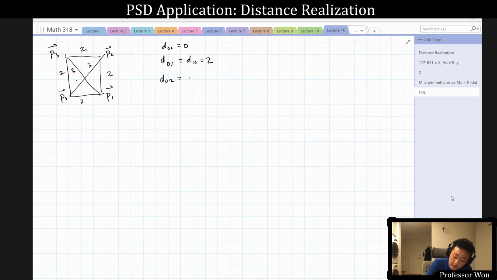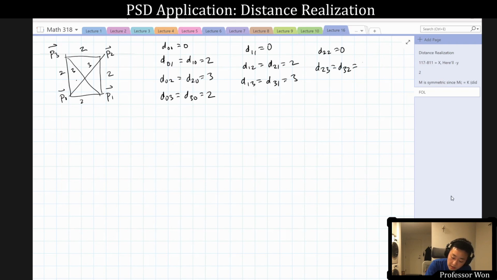d02, I said I wanted to be 3, and d03 I wanted to be 2. Then I need to know d1 is 0, of course. d12, I wanted to be 2. That's the same thing as d21. d13, which is the same thing as d31, I want it to be 3. Then d22 is 0. d23 equals d32 equals 2. And then d33 is 0. Right, so that is the distances that I want to realize.